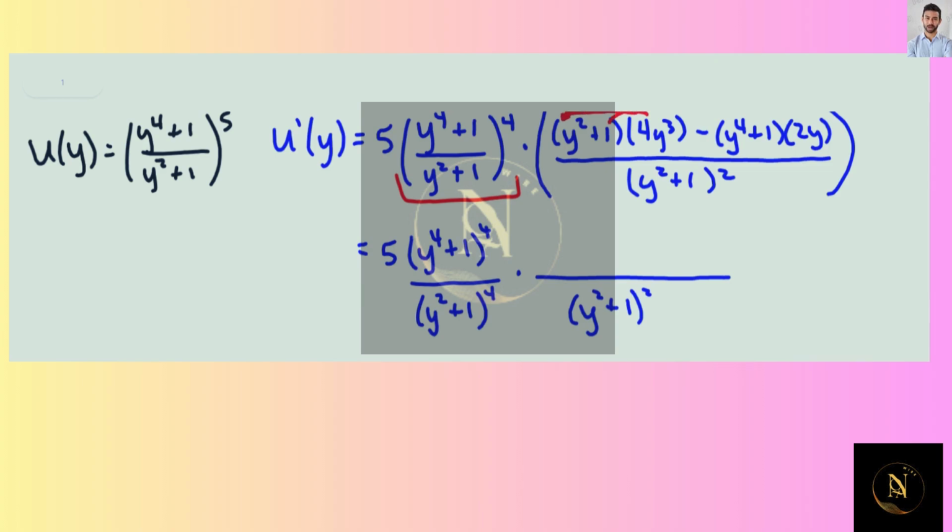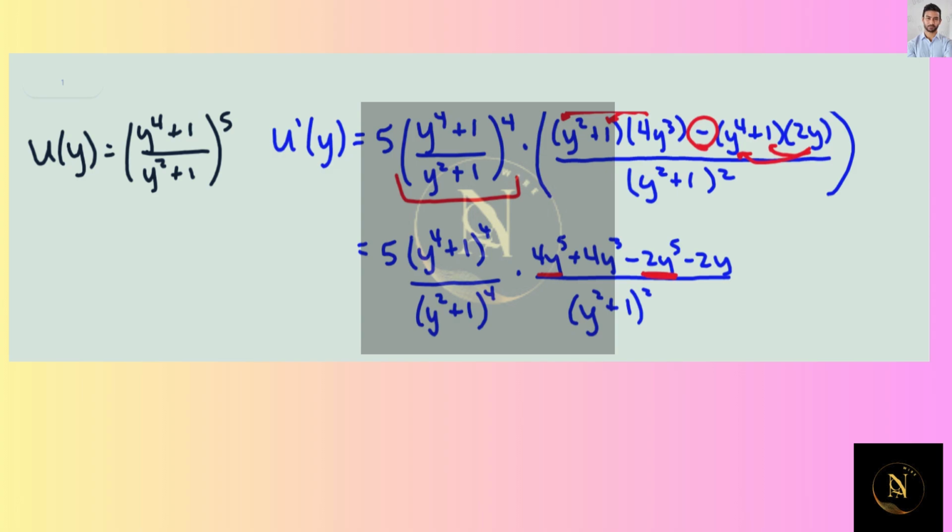Okay, so now we want to simplify our numerator of the second fraction. So we're going to distribute the 4y cubed, multiply it by both of those terms, and distribute the 2y, multiply it by both of those terms, and distribute the negative. So we have 4y to the fifth power plus 4y cubed minus 2y to the fifth power minus 2y. All right, now let's see what we can do with that. Notice that we have 4y to the fifth minus 2y to the fifth, so we can combine the like terms, and we get 2y to the fifth.